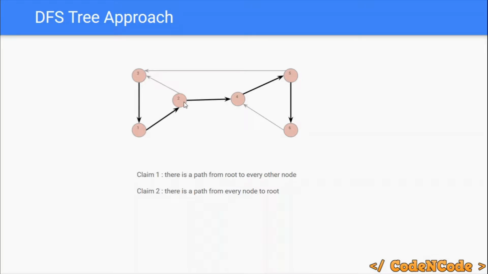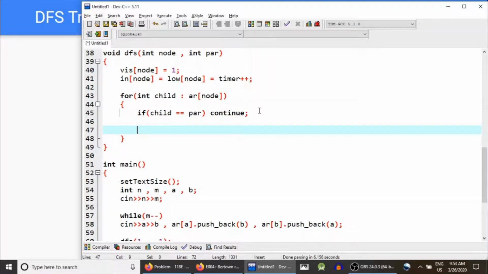You can't do anything about this, because 1 is your parent and this edge has already been traversed. So we are only inserting for a node either in forward edges or back edges. This is neither a forward edge nor a back edge, that is why we simply continue. We have nothing to do.